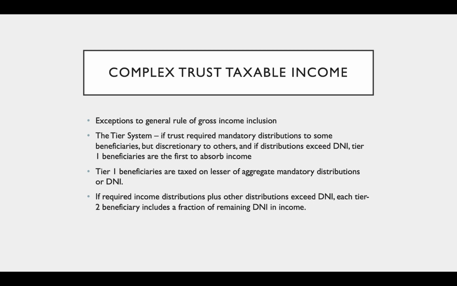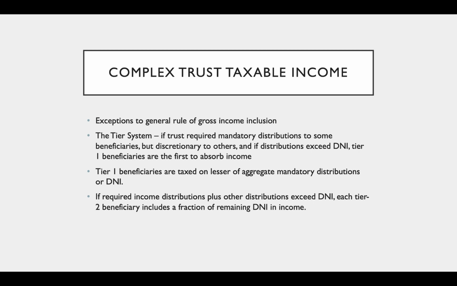There are some exceptions to that general rule we just talked about. The first is the tier system. If a trust is requiring mandatory distributions to some beneficiaries, but not all, so mandatory to some, discretionary to others, and if distributions exceed distributable net income, Tier 1 beneficiaries are the first to absorb income, and Tier 1 beneficiaries are those who receive mandatory distributions. So Tier 1 beneficiaries are taxed on the lesser of aggregate mandatory distributions or DNI.